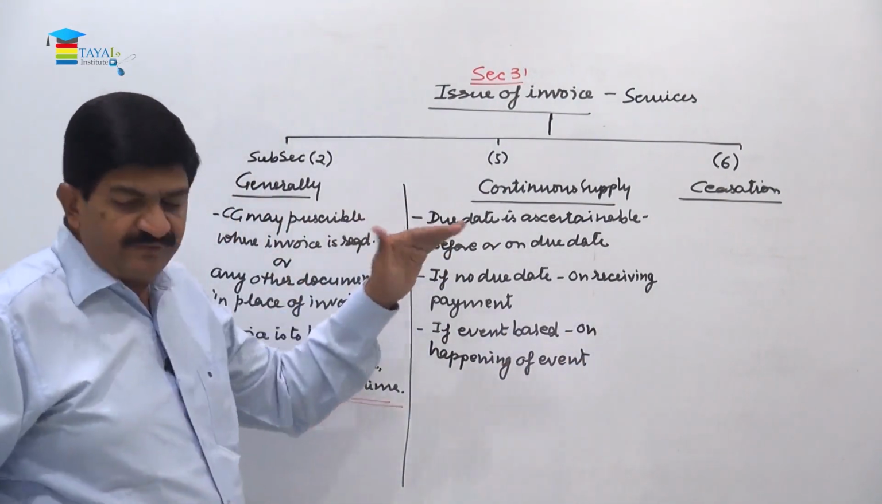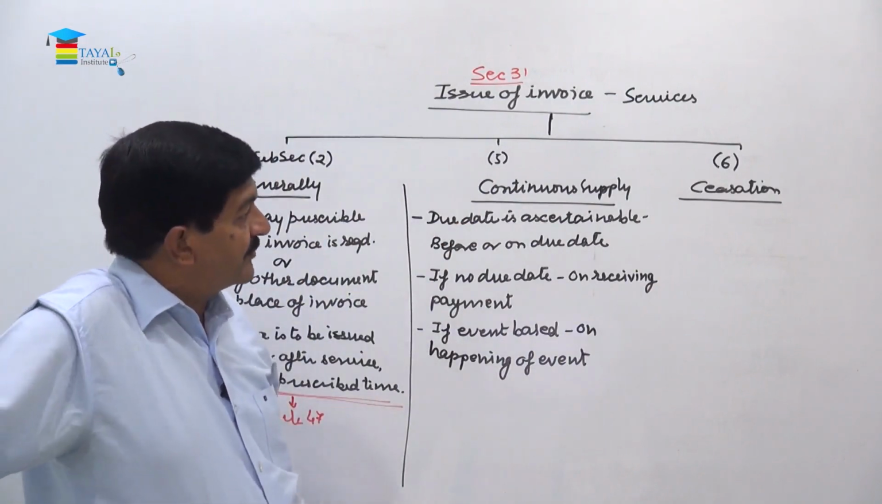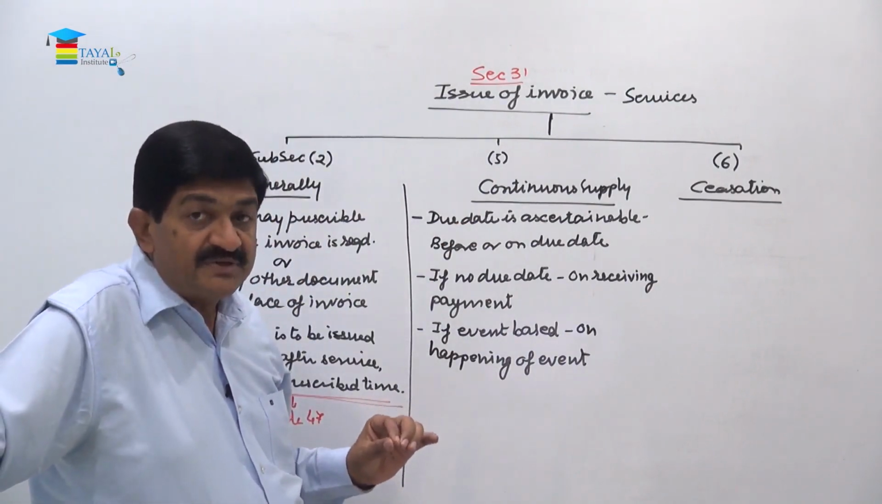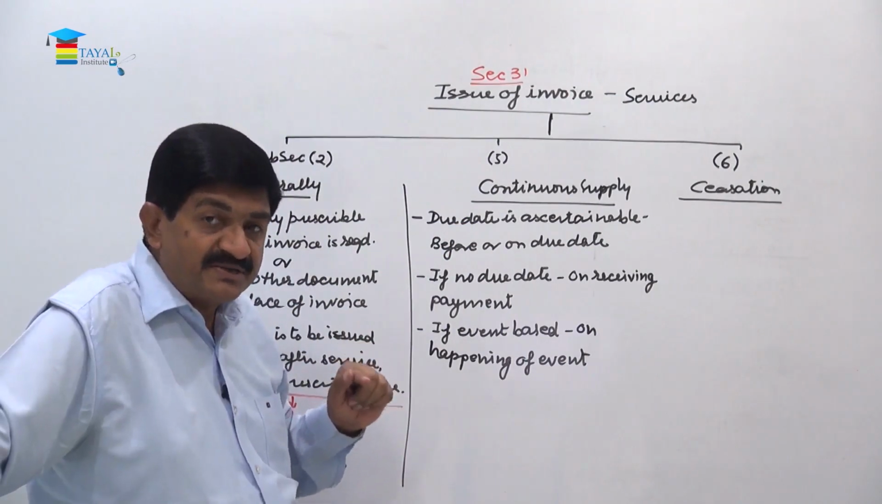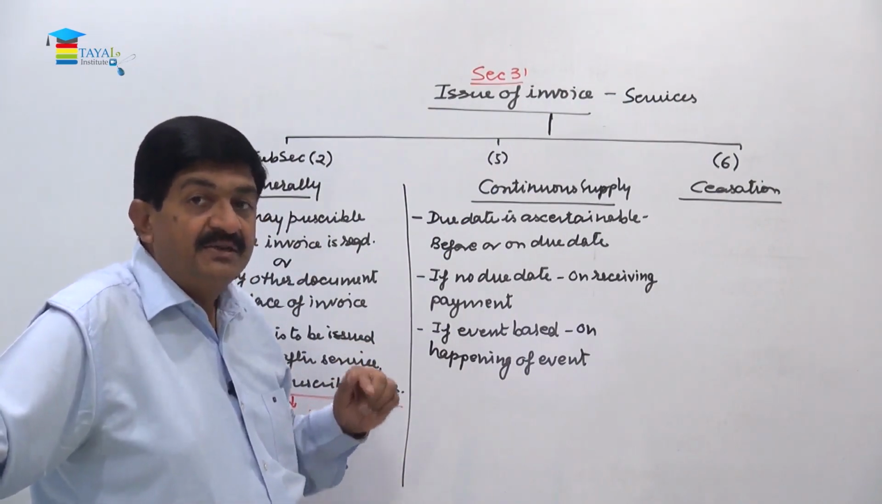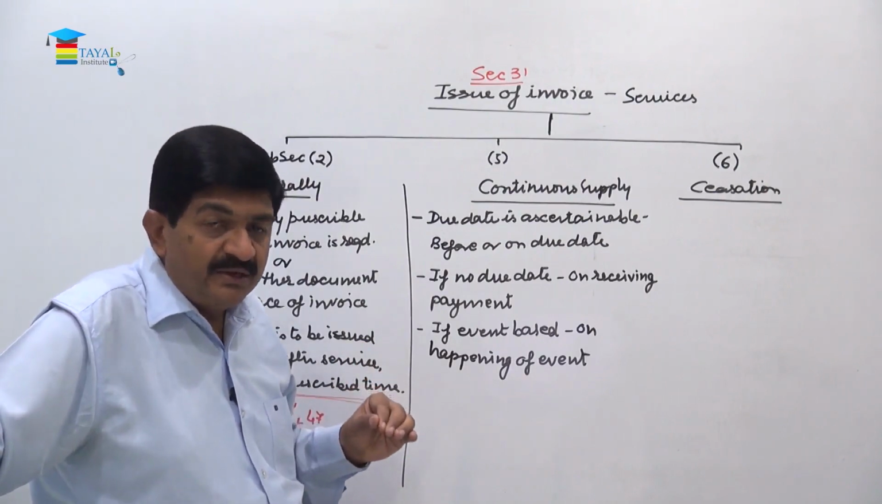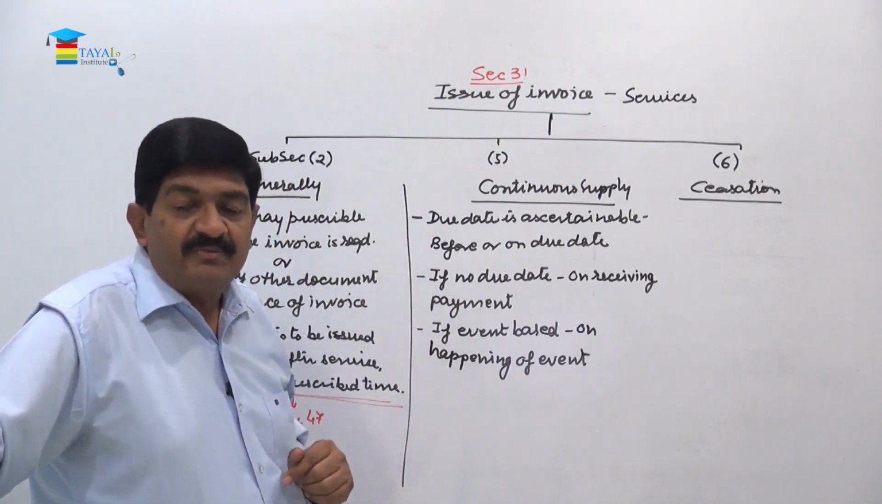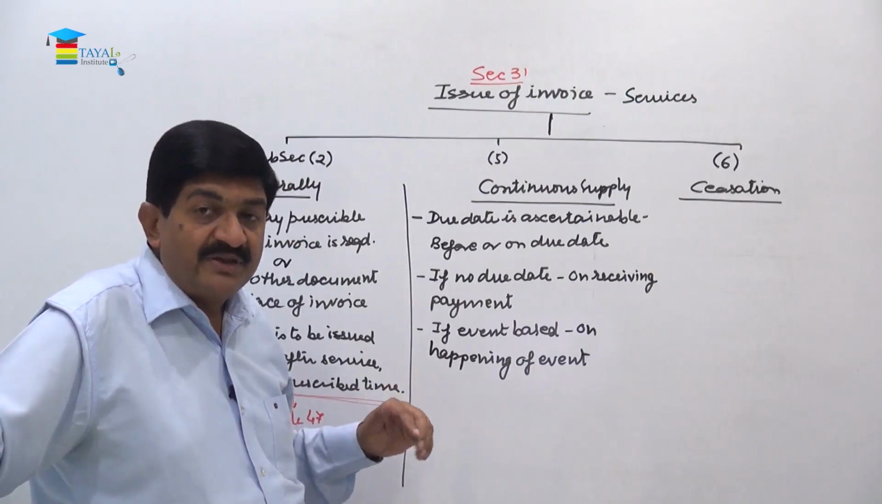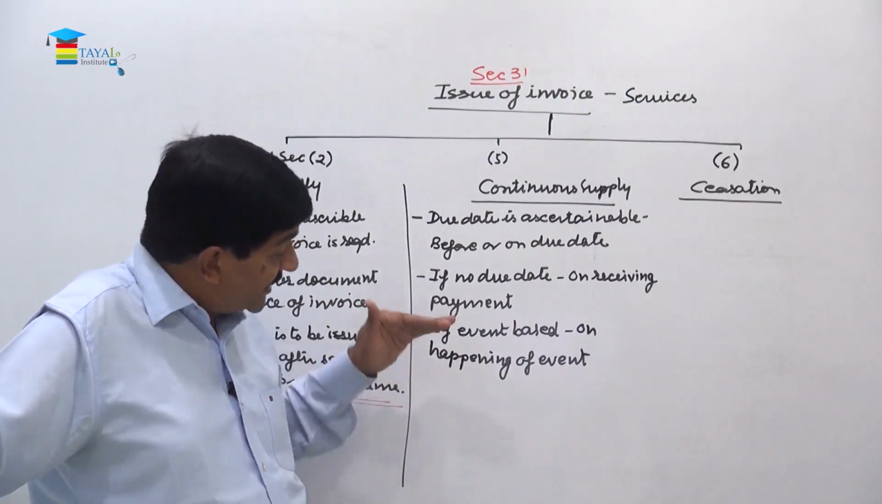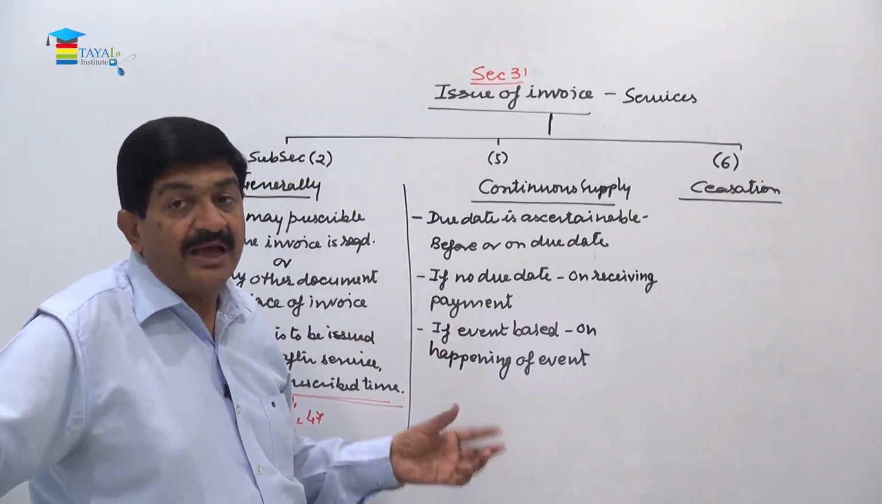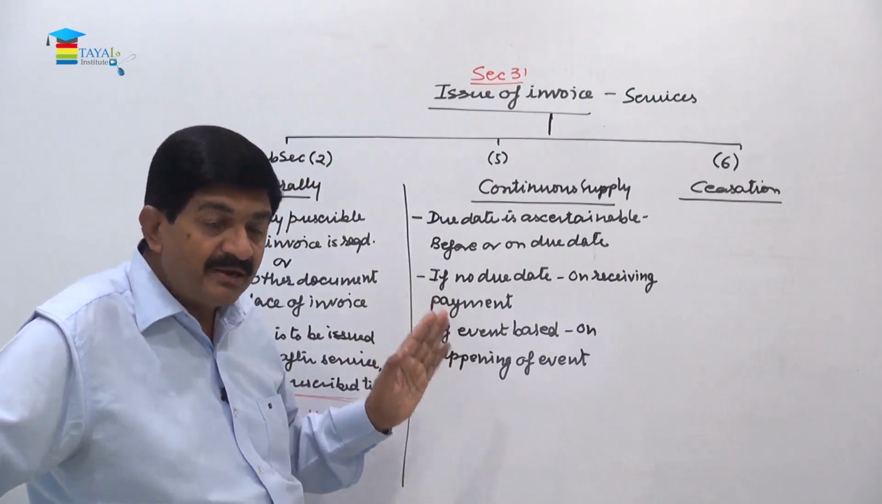So subsection 5 says if it is a case of continuous supply of service, if the date of payment is ascertainable from the contract, then the invoice shall be raised either before or on due date. If due date is not ascertainable from the contract, then invoice shall be raised on receiving the payment. And if payment is event based, then on happening of the event, the invoice shall be raised.